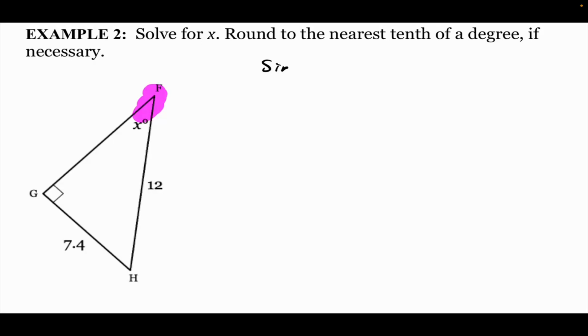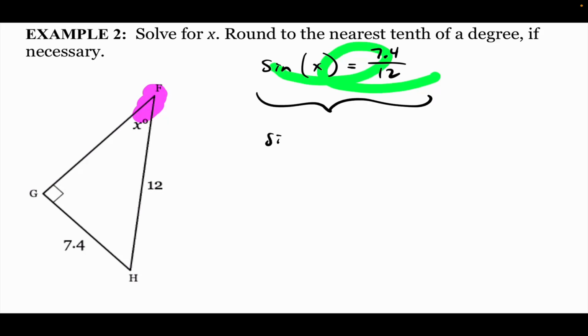So we're going to say sine of x, that's the angle, equals 7.4 over 12. That's step 1 and step 2. Loop. Sine becomes inverse sine. Fraction comes over here. X goes over there. Calculator.